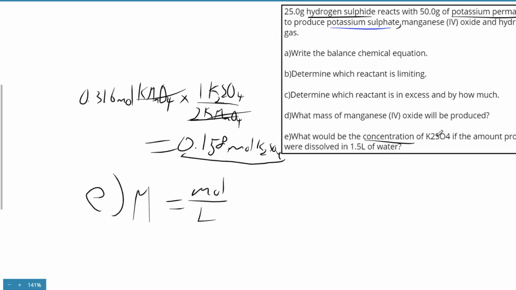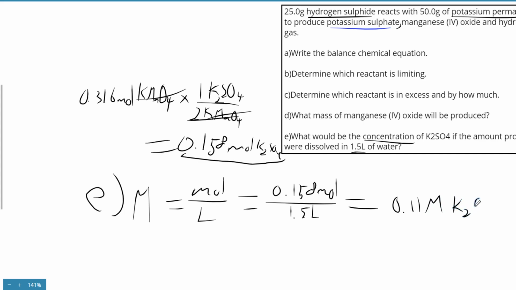Yeah, so we have the moles of K2SO4, and we have the liters, so we just need to plug it in. So 0.158 moles per 1.5 liters. Put that in your calculator. 0.158 divided by 1.5. That's 0.10533. But pay attention, this one isn't 3 sig figs because we have 1.5 liters, which is 2 sig figs. So 0.1053333 to 2 sig figs is 0.11. 0.11 molarity of K2SO4.